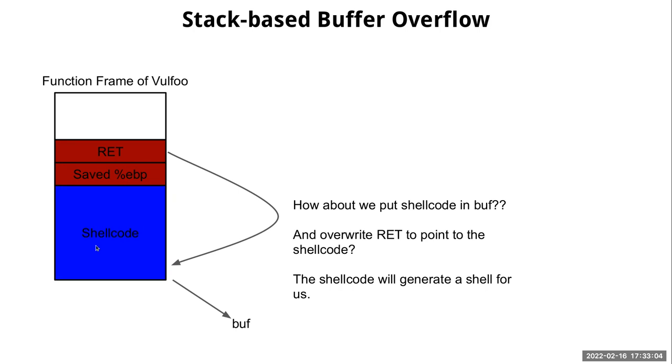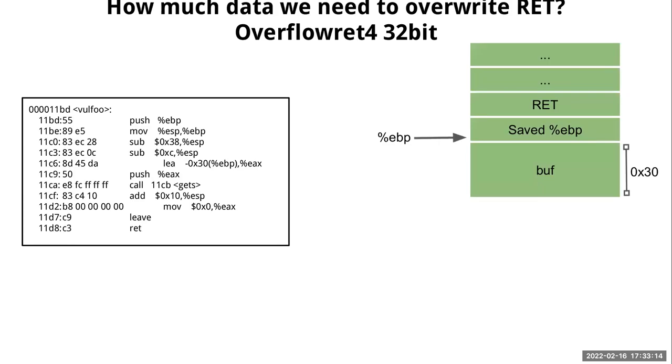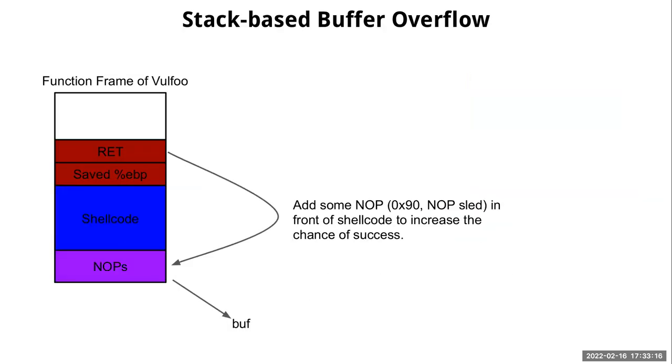That's how we can do it. Of course, it's possible that this buffer is not big enough to put our shellcode there. In that case, we can put the shellcode on top of this, because this is also something we can write, right?